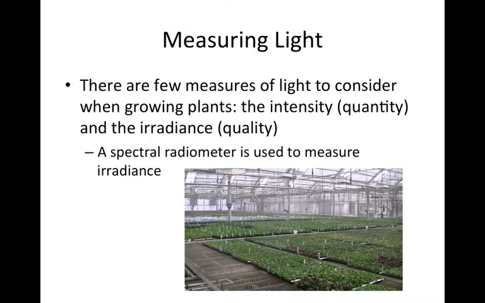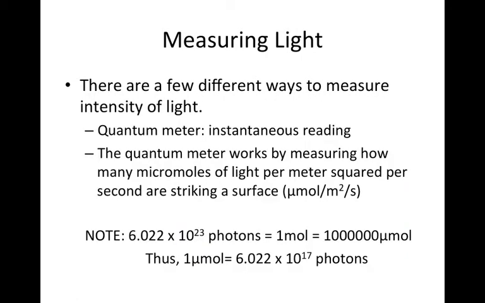There are a few measures of light to consider when growing plants. The intensity, which means quantity, and the irradiance, which means quality or spectral characteristics. For that reason, a spectral radiometer is used when measuring irradiance. There are a few different ways to measure the intensity of light.